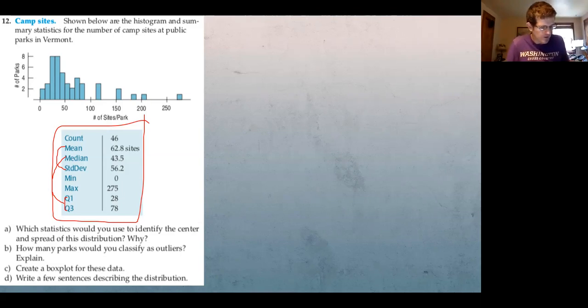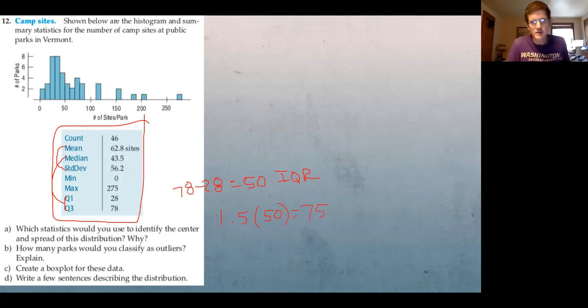How many parks would you classify as outliers? This takes a little bit of math, but we don't have to do anything too intensive. We have our third quartile and first quartile, so I can just do 78 minus 28 to get 50 as my IQR. Now multiply that times 1.5 because that's how we determine the fence, which gives us 75.